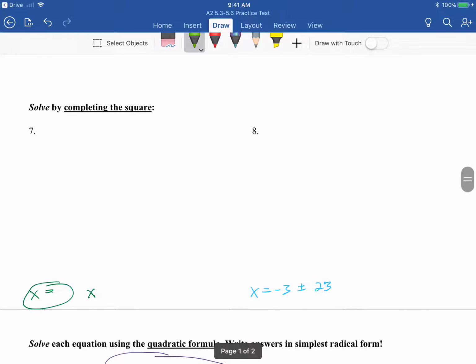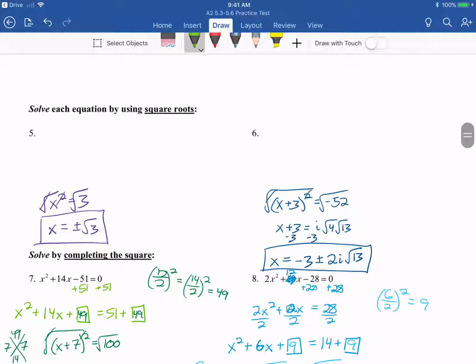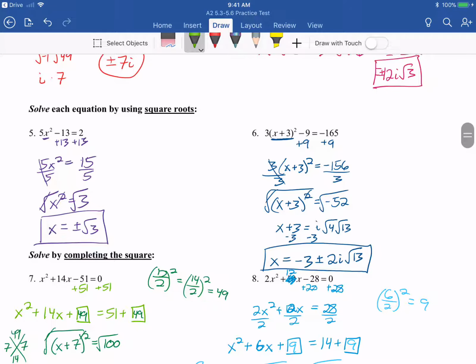A lot of good stuff there, solving quadratics and finding out. If you have any more questions, please come find me so I can answer them so you're ready for the test.